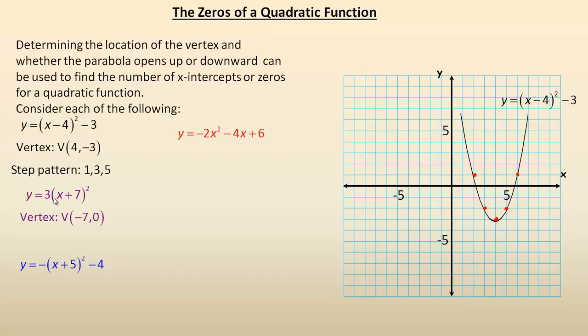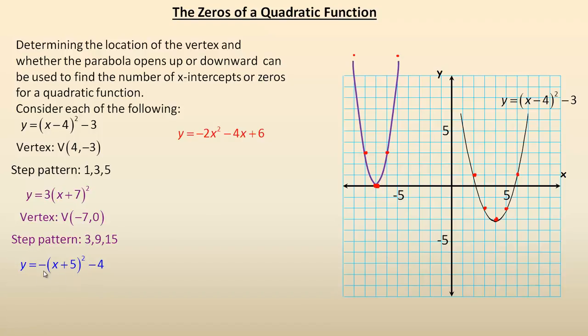And there's a 3 here. So remember, for the step pattern, you multiply each of these by 3. So this is going to be 3, this is going to be 9, and 3 times 5 is 15. So that one's got a fairly big step pattern. So the vertex is at negative 7 over here on the x-axis. And so we go up 3 on either side. And then 9, 1, 2, 3, 4, 5, 6, 7, 8, 9. And so that's what this one would look like.